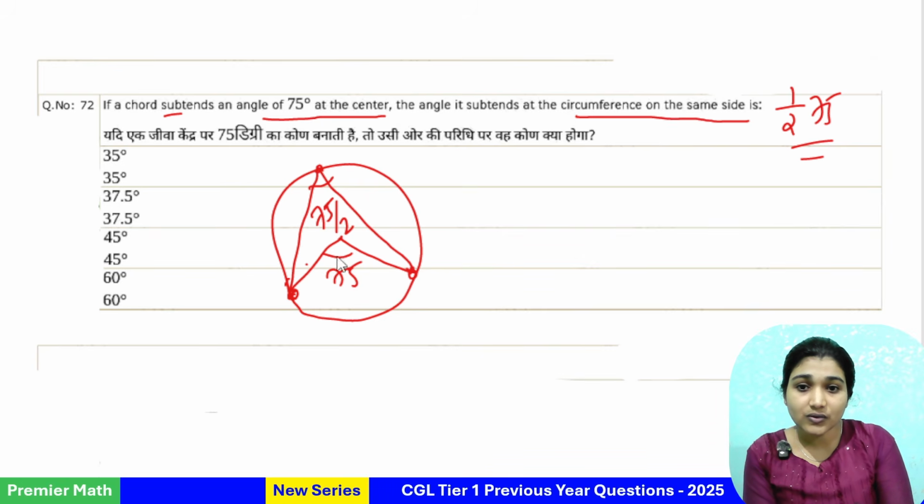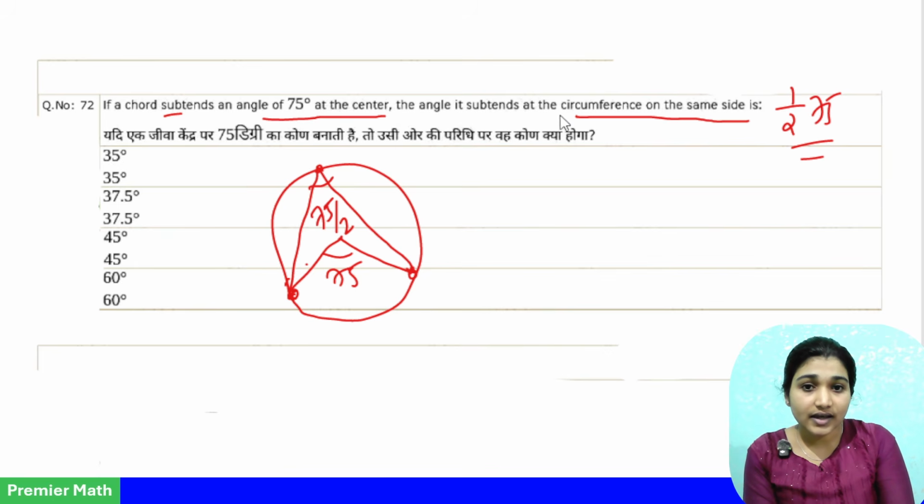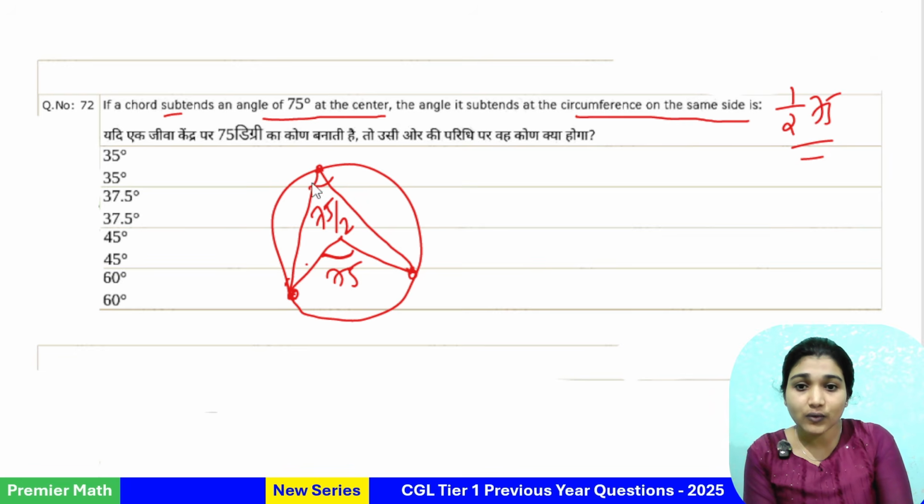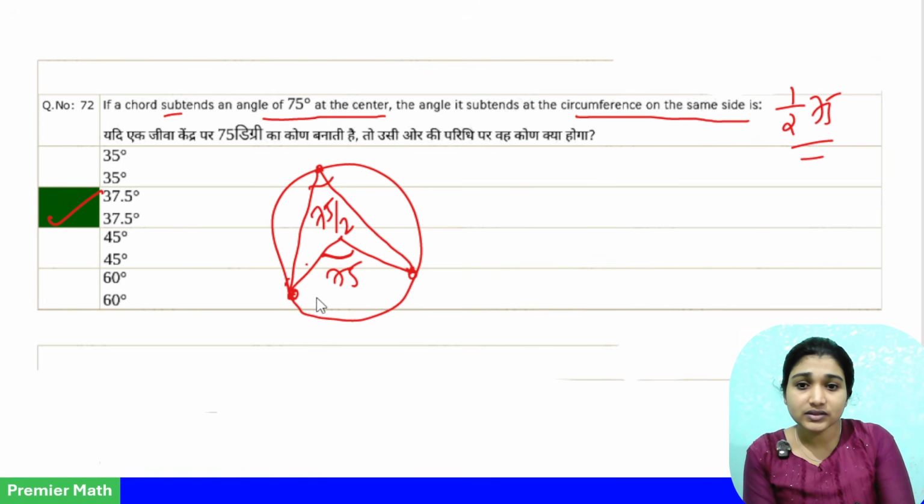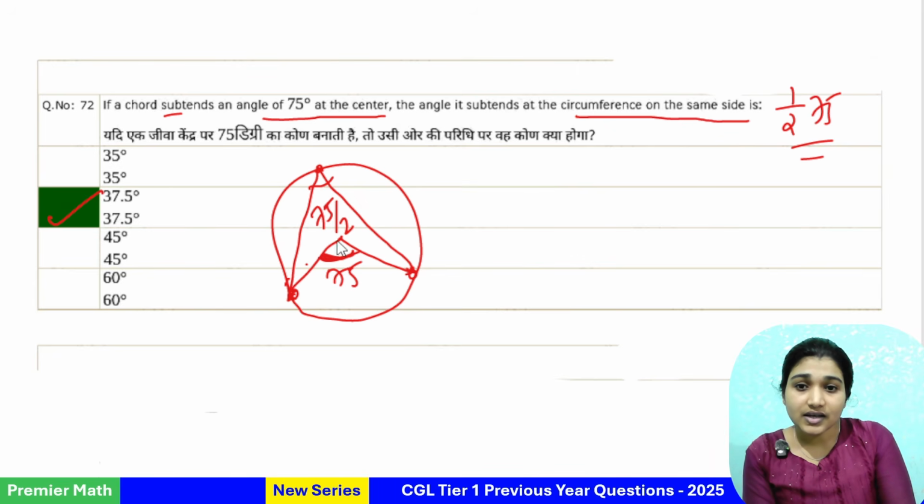Now here this chord subtends 75 and the angle it subtends on the circumference on the same side, meaning on this side of the remaining part of the circumference of the circle. So option 2 is your answer. That is, an angle subtended by a chord at the center is double the angle subtended by the same chord at the remaining part of the circumference of the circle. So if this is 75 by 2, this should be 75.